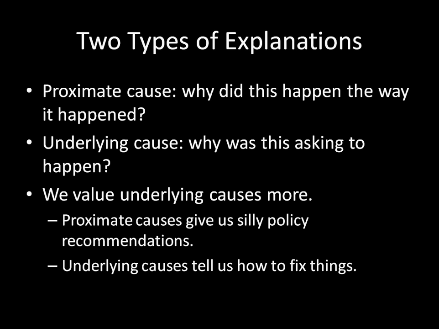We can see that we value these underlying causes more for good reasons. It's because proximate causes give us silly policy recommendations, whereas underlying causes tell us how to actually try to fix things. And we're going to look at 4 examples specifically here, 2 of which will be trivial and 2 of which will be related to international relations. And we'll see why these underlying causes are just so much better than these proximate causes.